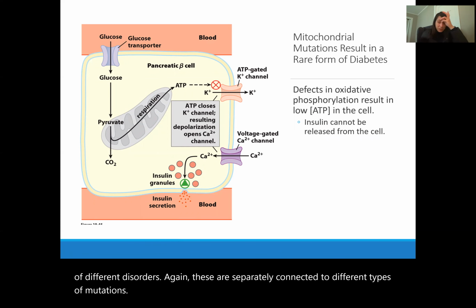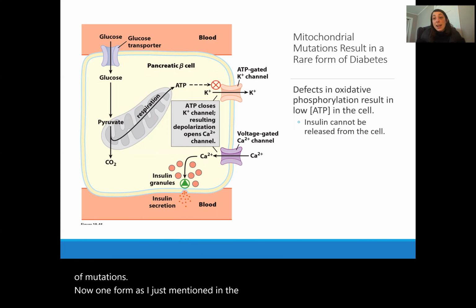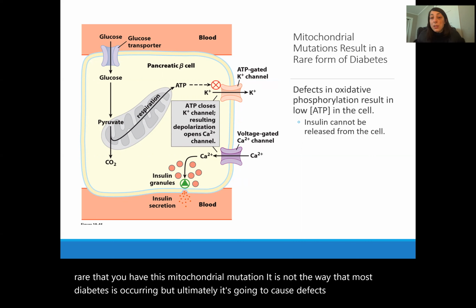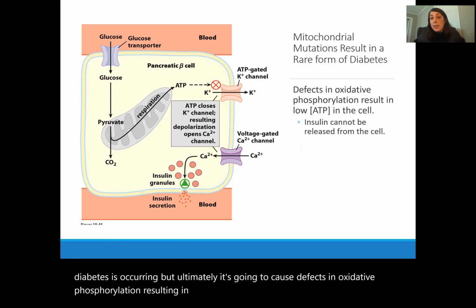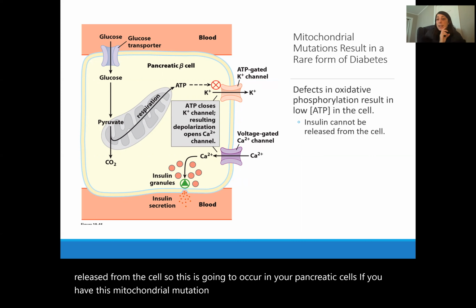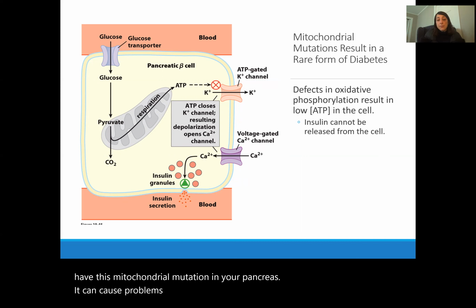Now, one form, as I just mentioned, in the pancreas is if you have mitochondrial mutations, it can result in a very rare type of diabetes. Now, I want to point out, it is very rare that you have this mitochondrial mutation. It is not the way that most diabetes is occurring. But ultimately, it's going to cause defects in oxidative phosphorylation, resulting in low ATP in the cell, and then insulin cannot be released from the cell. So, this is going to occur in your pancreatic cells. If you have this mitochondrial mutation in your pancreas, it can cause problems with insulin release.